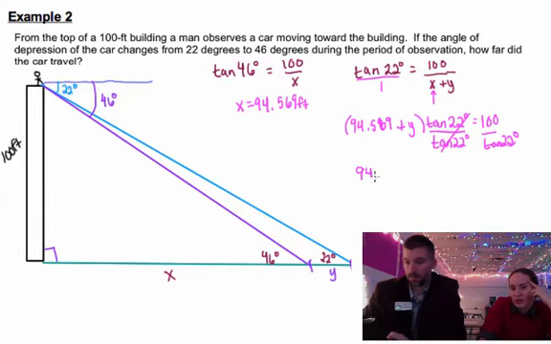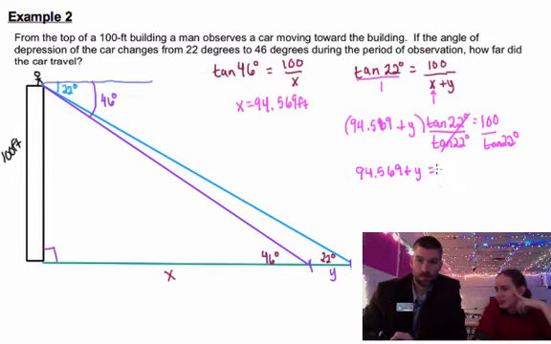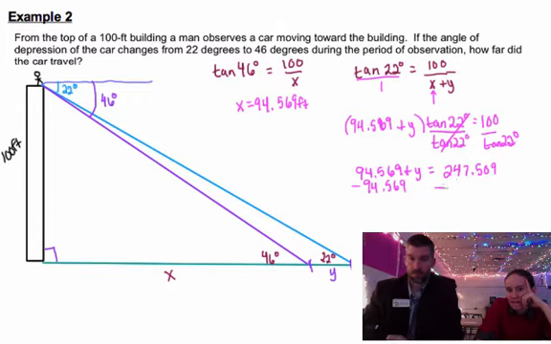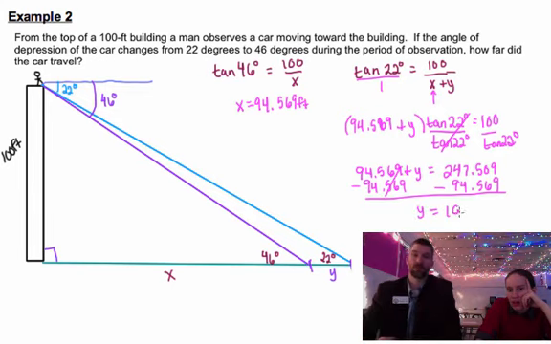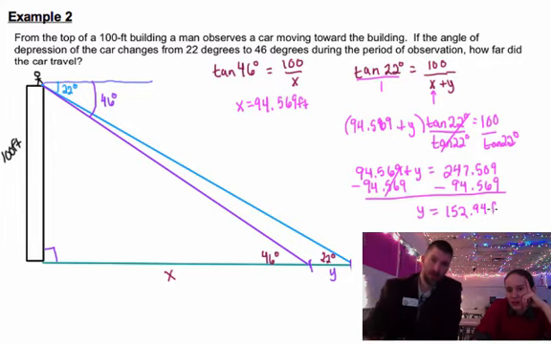And then that's 94.569 plus y equals whatever that is. 100 divided by tangent 22 is 247.509. And then we would subtract this number from each side. I get 152.939 feet, or 152.94, either way. 152.9. You could do 94 because it's going to round.